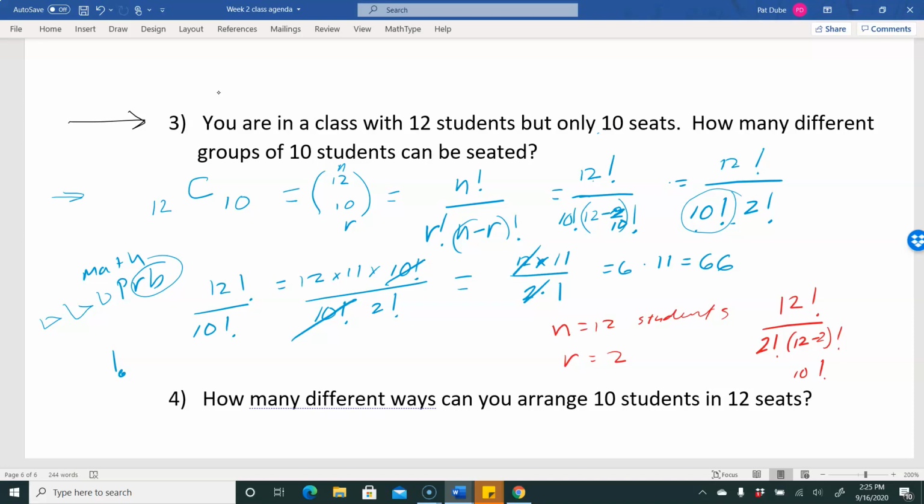So if you choose 10 students, the group of 2 students that's left out is defined. So that's an interesting thing to see, that there's a symmetry about this combination formula.